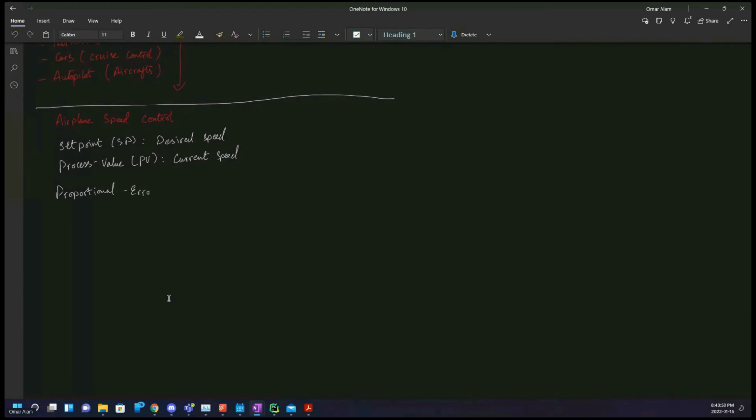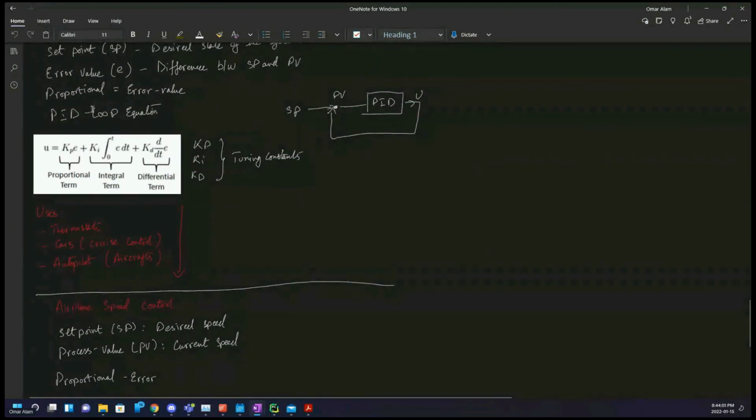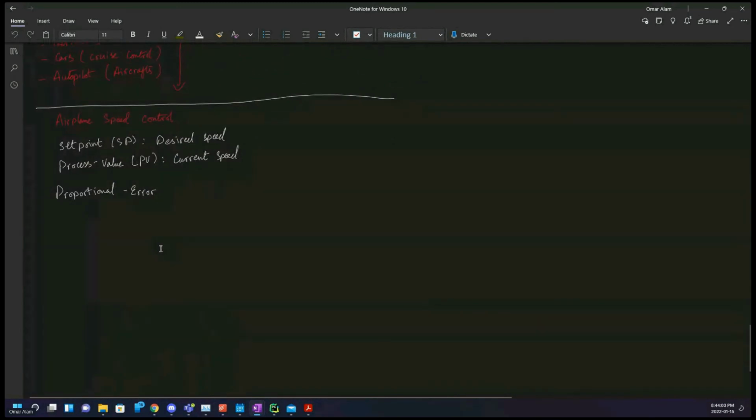Error, remember these are the same thing as we mentioned over here. All right. So proportional error would be, let's just say you want your airplane to be going at 300 kilometers per hour. Airplanes are fast. And your current speed, process value, is 210 kilometers per hour. So your error in this case would be 300 minus 210. And you get an answer of 90.